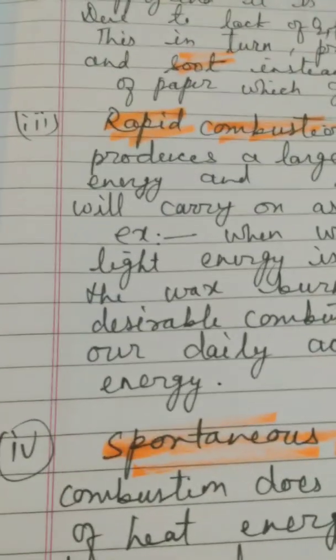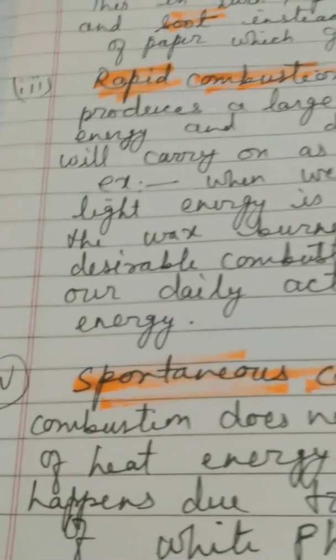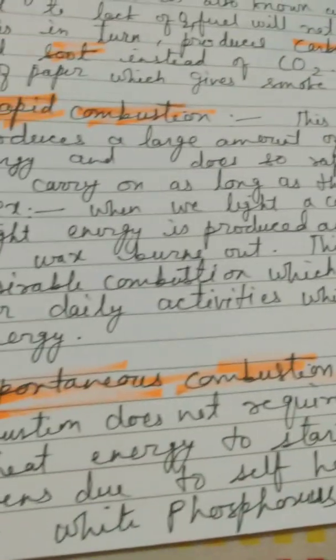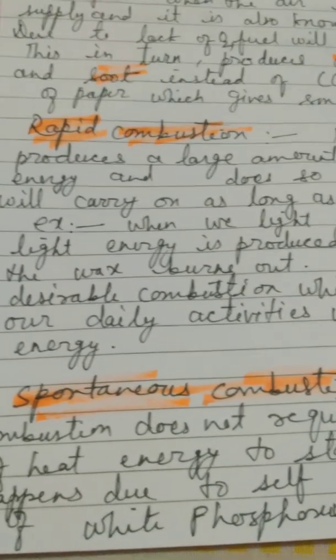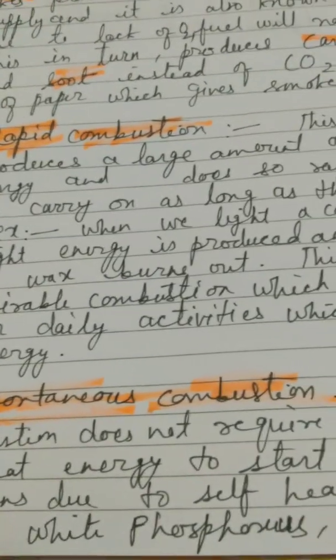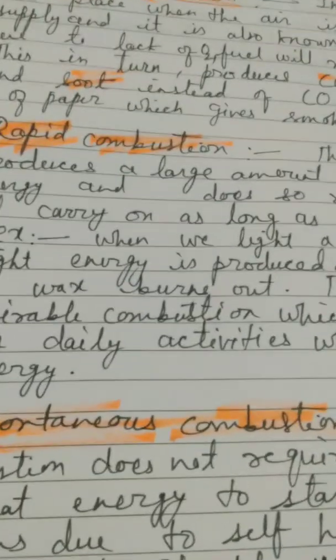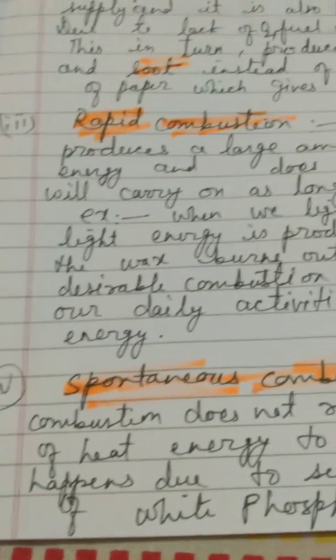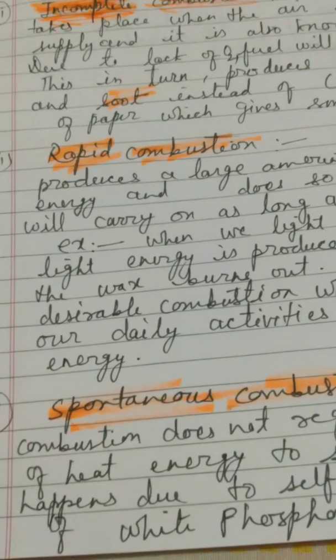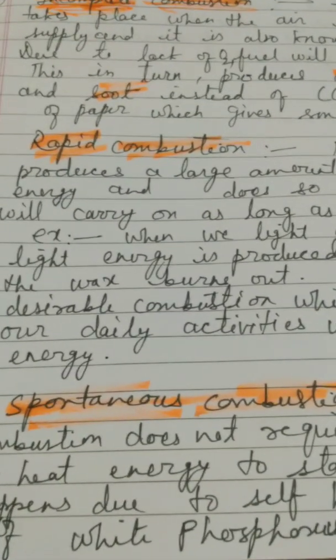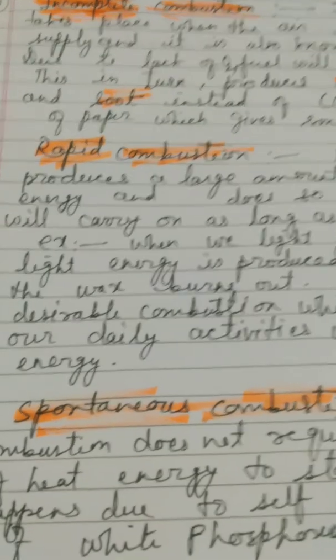Now the fourth type of combustion that I have discussed here is your spontaneous combustion. This is not a desirable combustion, means this type of combustion does not allow us to do any practical work of our day-to-day life. Why? Because this type of combustion does not require any source of heat energy, because when we ignite any substance, when we burn any substance, then it starts burning. Like you may have seen that we fire a matchstick or a lighter, etc., to burn the combustible substances, and then it catches fire.